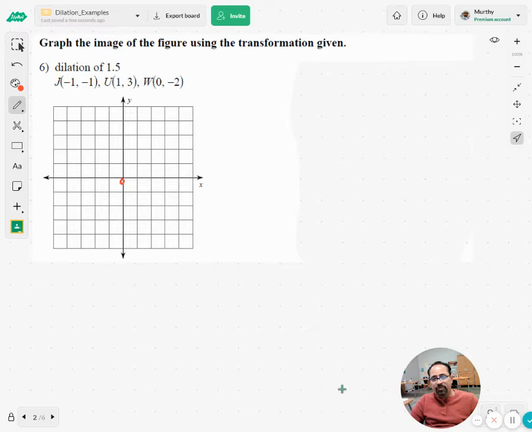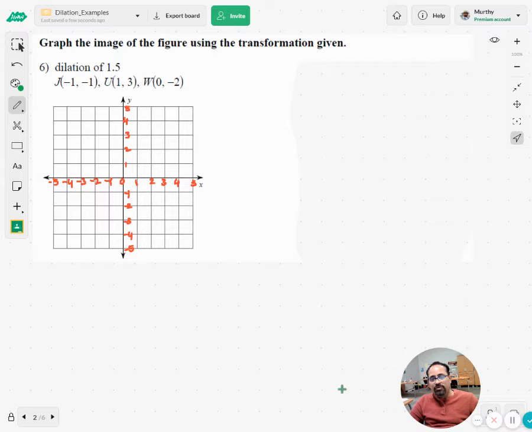This is 0, negative 1, negative 2, 3, 4, 5 on the x-axis. On the right side, 1, 2, 3, 4, 5. On the y-axis, 1, 2, 3, 4, 5. Below 0, negative 1, 2, 3, 4, and 5. Okay, so let's plot these points.